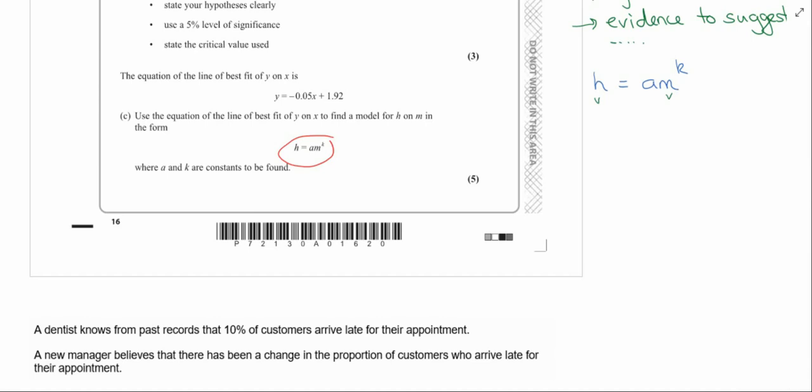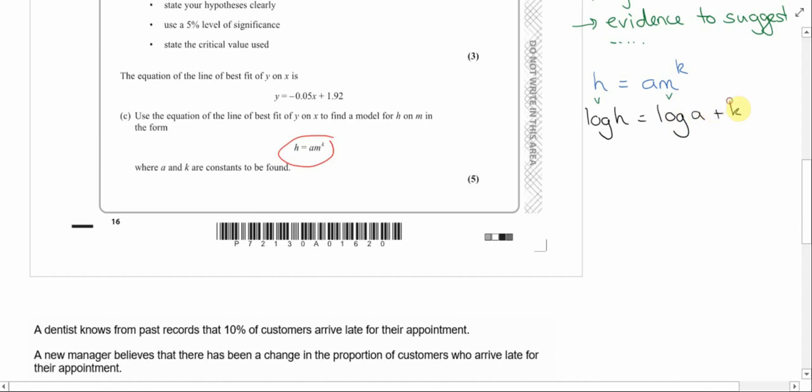So we're going to take logs. If we take logs to both sides, and I'm going to just do it in its correct form here. If you're unsure where this came about, then you take logs to both sides, you split them up using the addition law, and the power law comes down. That's why that k is down in front.